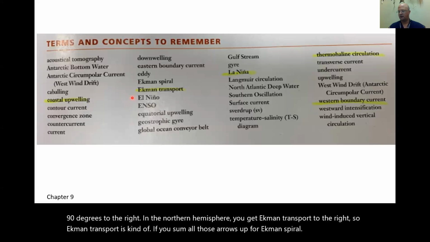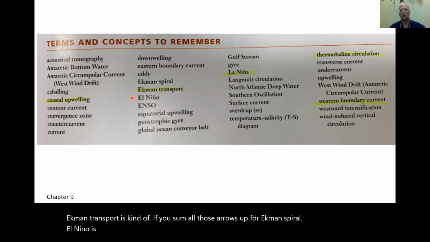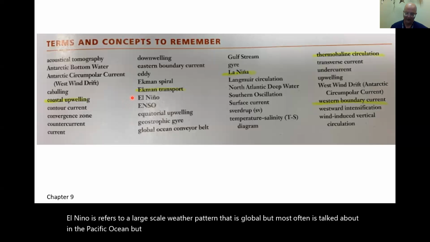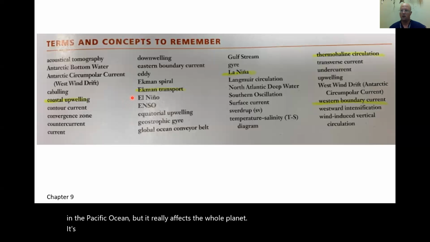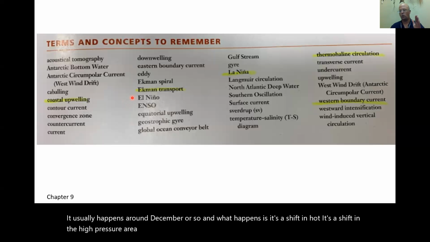El Nino refers to a large-scale weather pattern that is global, but most often it's talked about in the Pacific Ocean, but it really affects the whole planet. It usually happens around December or so, and it's a shift in the high pressure area in the Pacific Ocean. So what you need to know about this is it's a shift in how the wind and water moves in the Pacific Ocean.